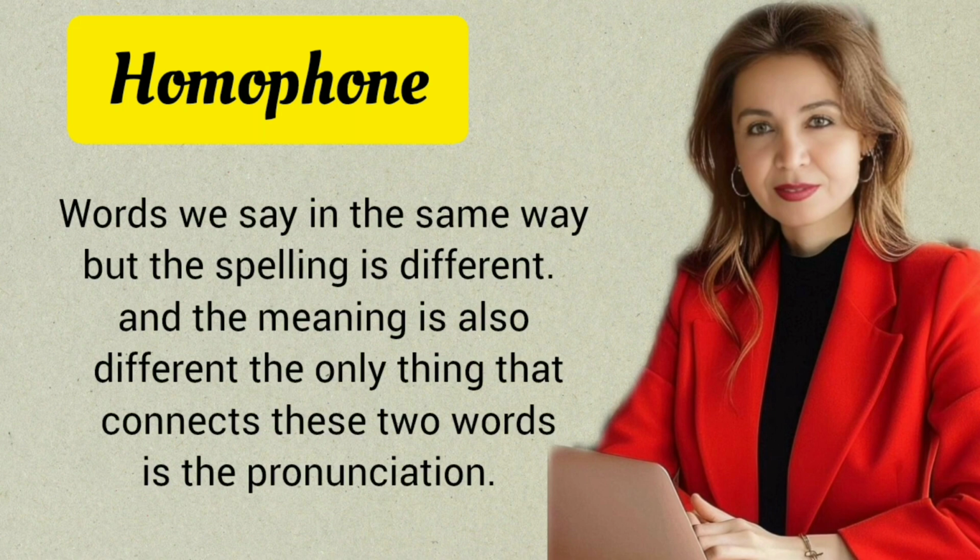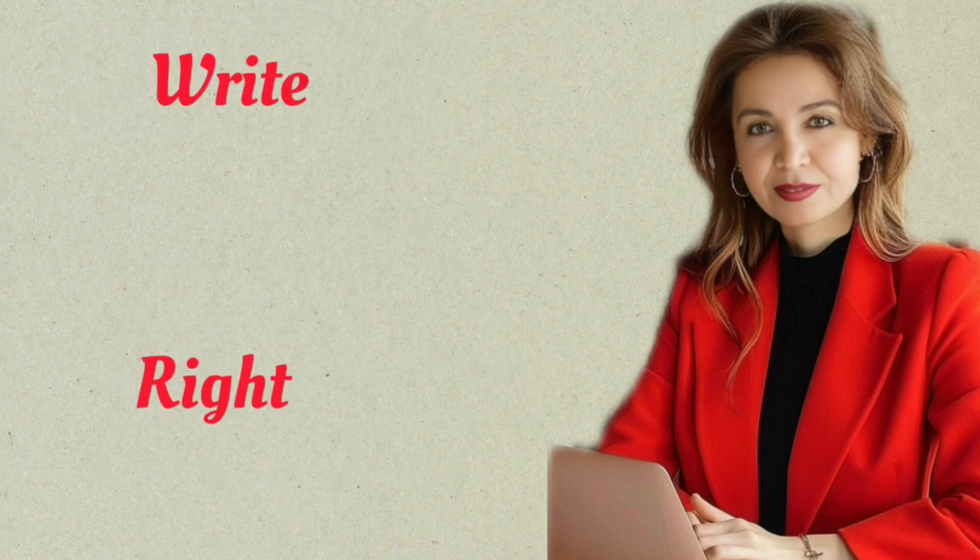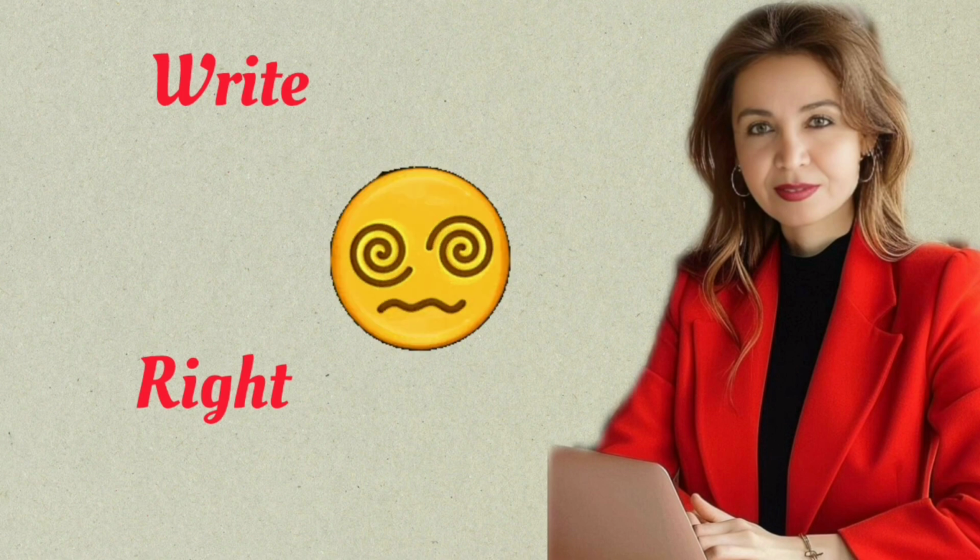So let us move to the second group of words, that is homophones. These are words we say in the same way, but the spelling is different and the meaning is also different. The only thing that connects these two words is the pronunciation, right and write. I think this group is more confusing than the previous one. The first one, write, is a verb, meaning to write something with your hand.